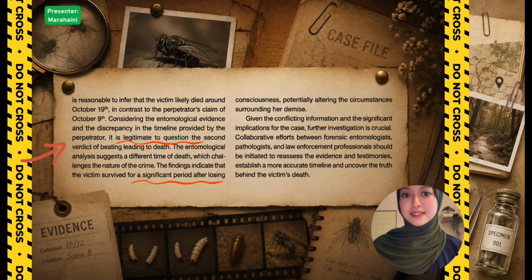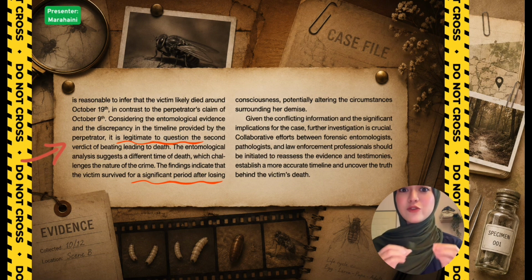So, this is the text that I extracted from the case study. It shows how the entomological evidence suggests that the victim likely died on 19 October 2012 and not on 9 October 2012 as claimed by the accused. That is why this has raised doubts about the confession from the accused and the decision from the court of appeal. This indicates that the victim survived for several days after the assault before eventually dying.